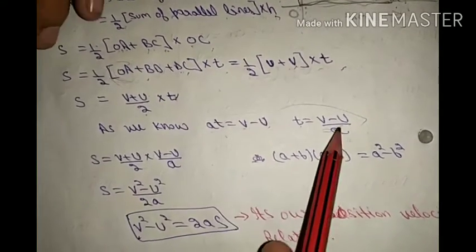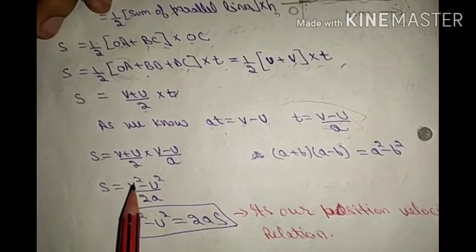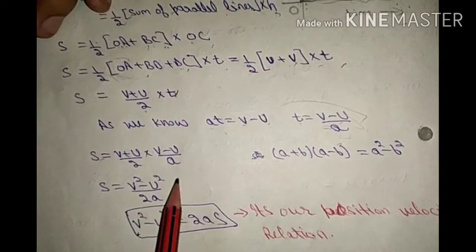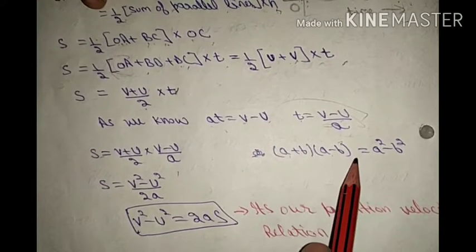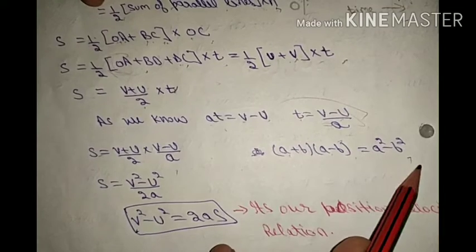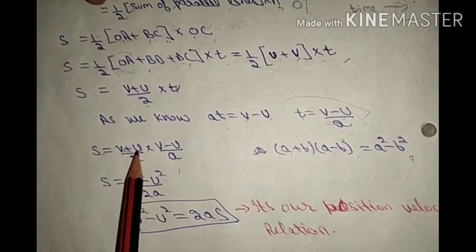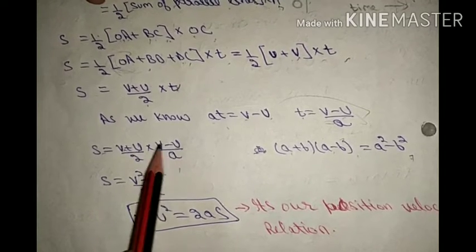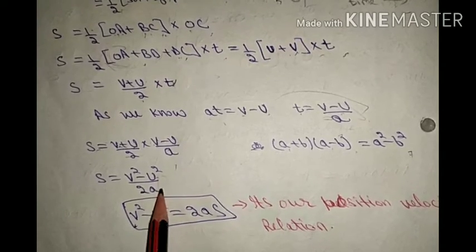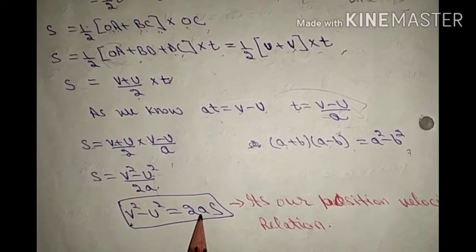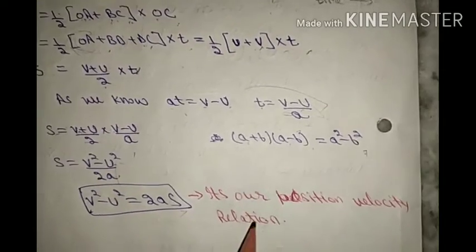So after substituting this value into the equation, S is equal to V plus U upon 2 into V minus U upon A. And we know the identity A plus B into A minus B is equal to A square minus B square. So this becomes V square minus U square upon 2A. So it becomes V square minus U square is equal to 2AS. So it's our position velocity relation.